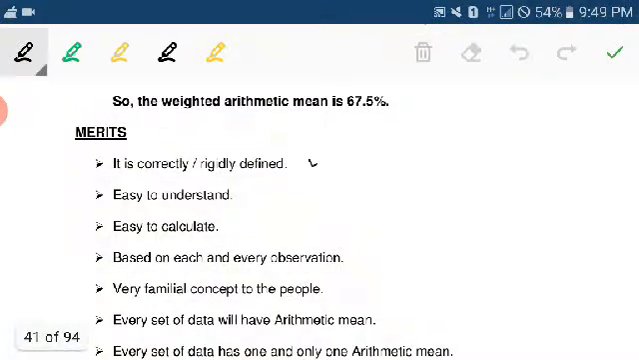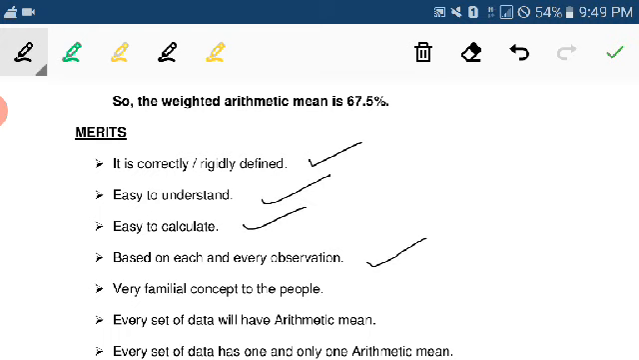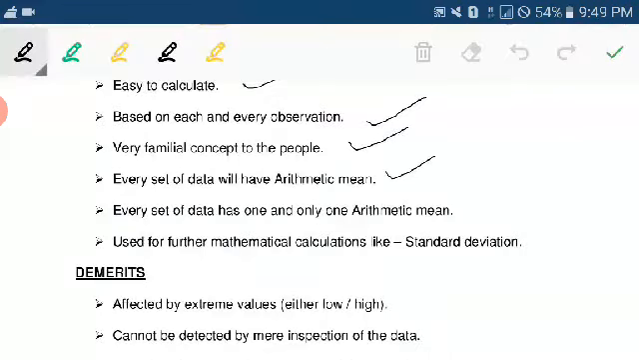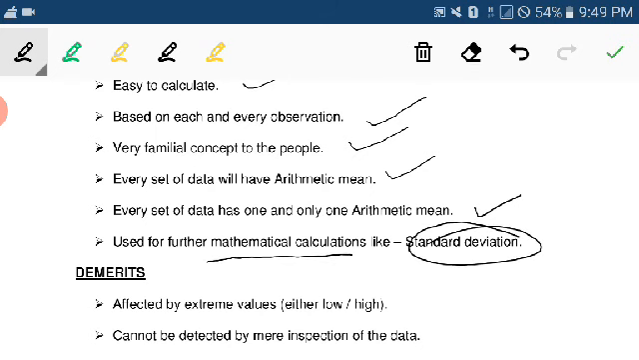Merits: it is rigidly defined, easy to understand, easy to calculate, based on each and every observation, and a very familiar concept to people. Every set of data has an arithmetic mean, and has only one arithmetic mean. It is used for further mathematical calculations like standard deviation.